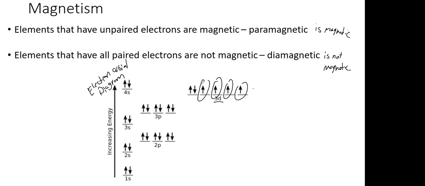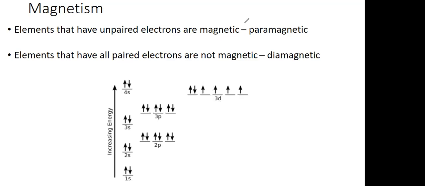So this element we're looking at is paramagnetic, right? This is magnetic. And all you need is one unpaired electron. You don't need a certain number. All you need is one unpaired electron and you are paramagnetic. While if everything is paired up, we call that diamagnetic, and you are not a magnetic element, right? So paramagnetic and diamagnetic.